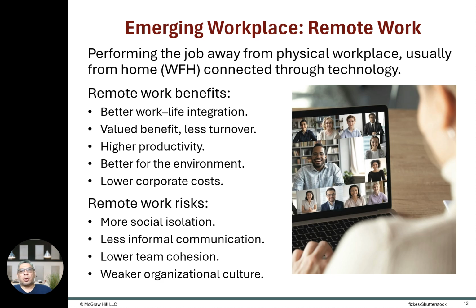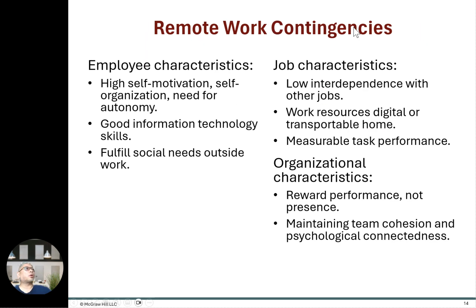So let's go into remote work contingencies. Employee characteristics, for example: high self-motivation and self-organization for autonomy, and good information technology skills. You need to be able to operate a computer. That's one of those areas for the older generation of workers. Sometimes they are not attuned to technology, and they have to be trained more patiently. Those are the areas that you need to address.